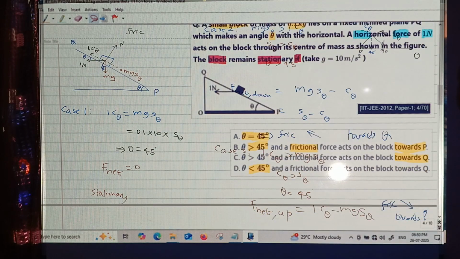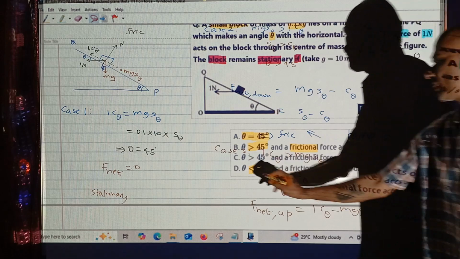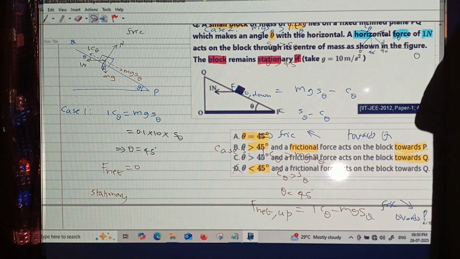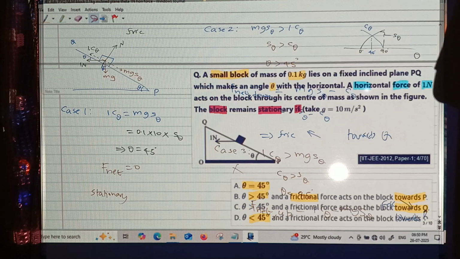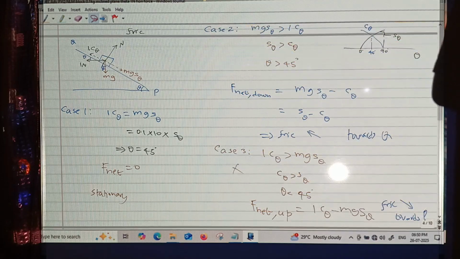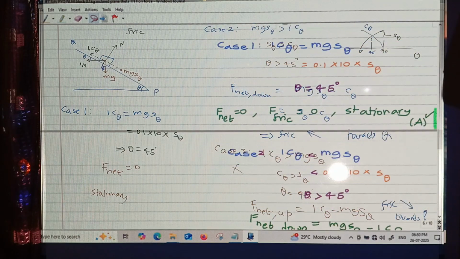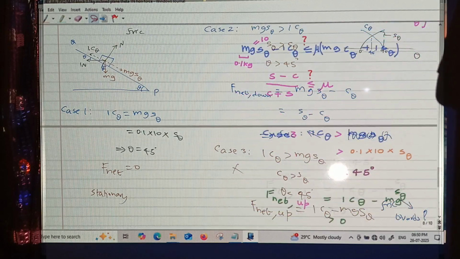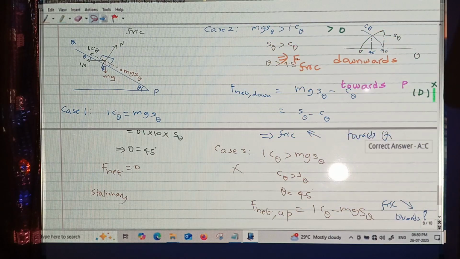Option D says when theta is less than 45 degrees, friction force is towards Q. That's not true. It's towards P, which is downwards. So option D is wrong. So the only correct options are A and C. That is the correct answer.